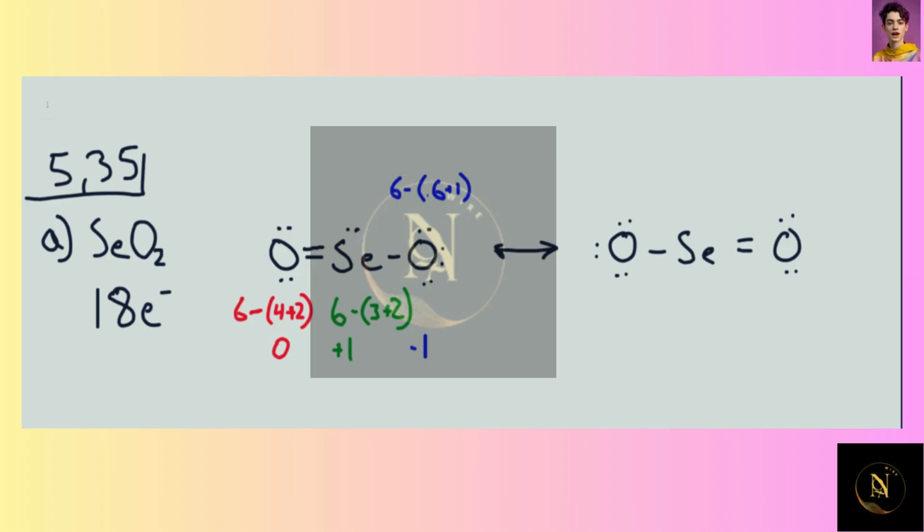And we can switch it up. For the other side, the calculations will be the same. So for the left oxygen, it will be negative 1, because now it's the singly bound oxygen. For selenium, we're still going to have the positive 1 charge. And for the doubly bound oxygen, we're going to have a formal charge of 0.